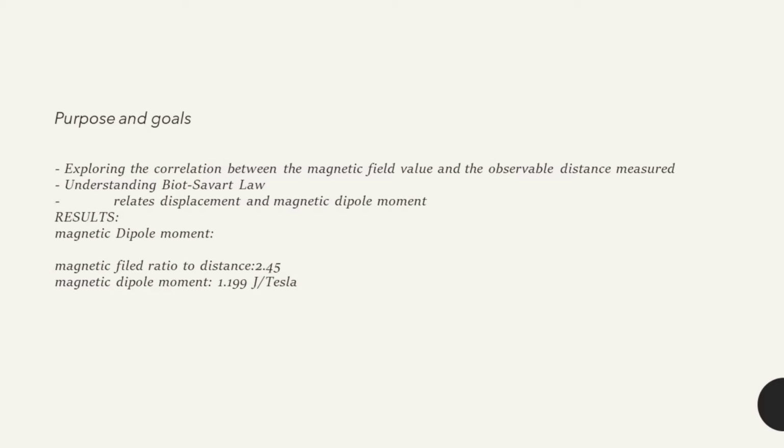During this experiment, we found out that the magnetic field ratio to distance is 2.45 and the magnetic dipole moment is 1.199 joules per Tesla.